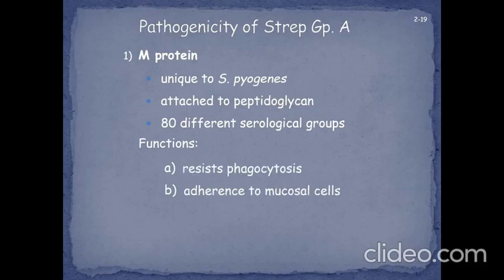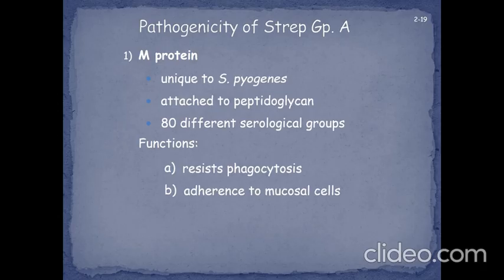But functions of this: it will resist phagocytosis, and the second point is that it adheres to mucosal cells. So you're out there breathing things in, somebody coughs in your face and you inhale instead of holding your breath like you should when people cough in your face. And this will help it get in there. It'll attach to that mucosal lining, and then that's how it's able to initiate infection.